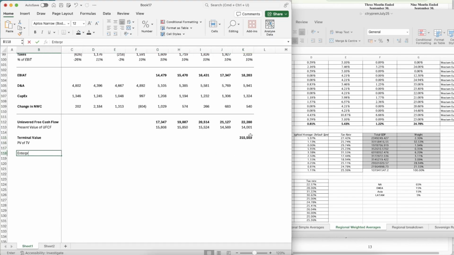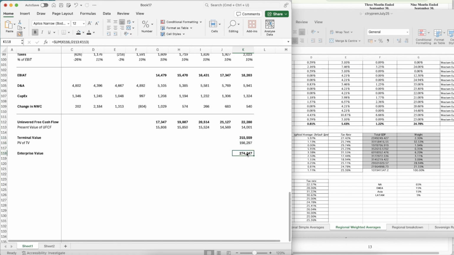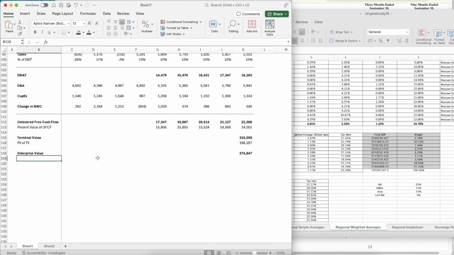Then we want to find the enterprise value. Here it is. Okay, the enterprise value is, you go equals sum, the present value of the terminal value, and all of these cash flows that we have forecast. The next step is we add back in cash and we subtract debt because we want to get to the equity value.